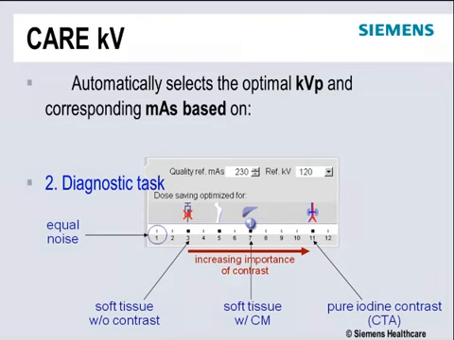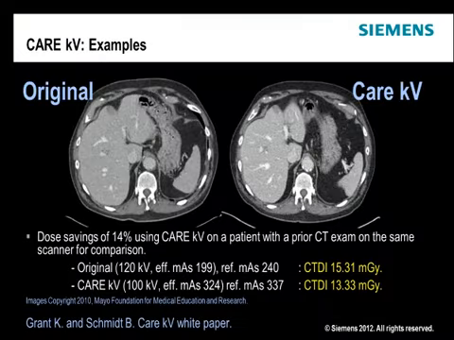So you put in what you think you want, and the machine will say, actually, you can get this equal noise or equal image quality by letting us tweak your KVP a little bit, and we'll push your mAs up a little bit. It's a tool that has had some benefit from applications, certainly in the adult literature. As you can see here, the original scan gave you a CTDI of 15.3. By applying CARE kV, the kV selection, you could reduce your dose by a percentage, and you see a little more contrast enhancement because of the lower kV.